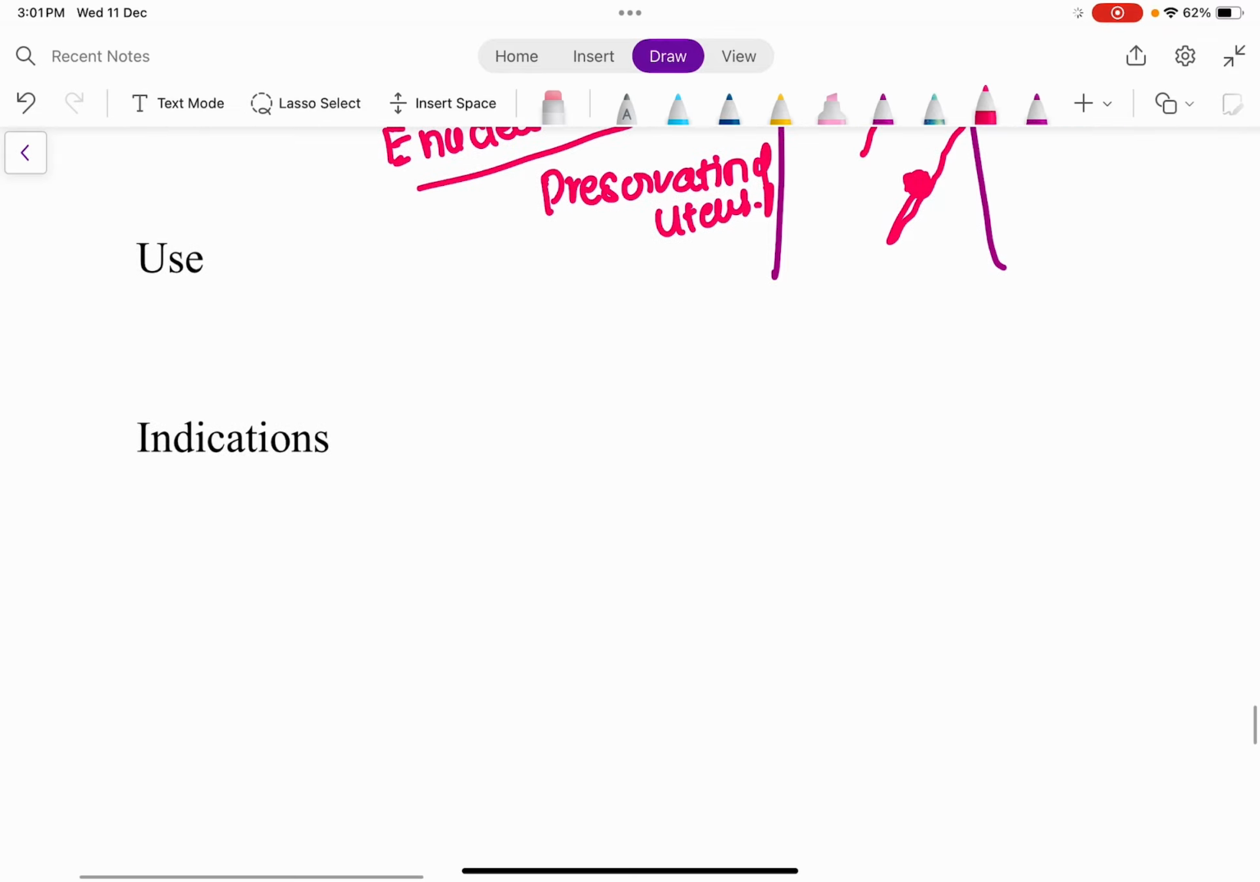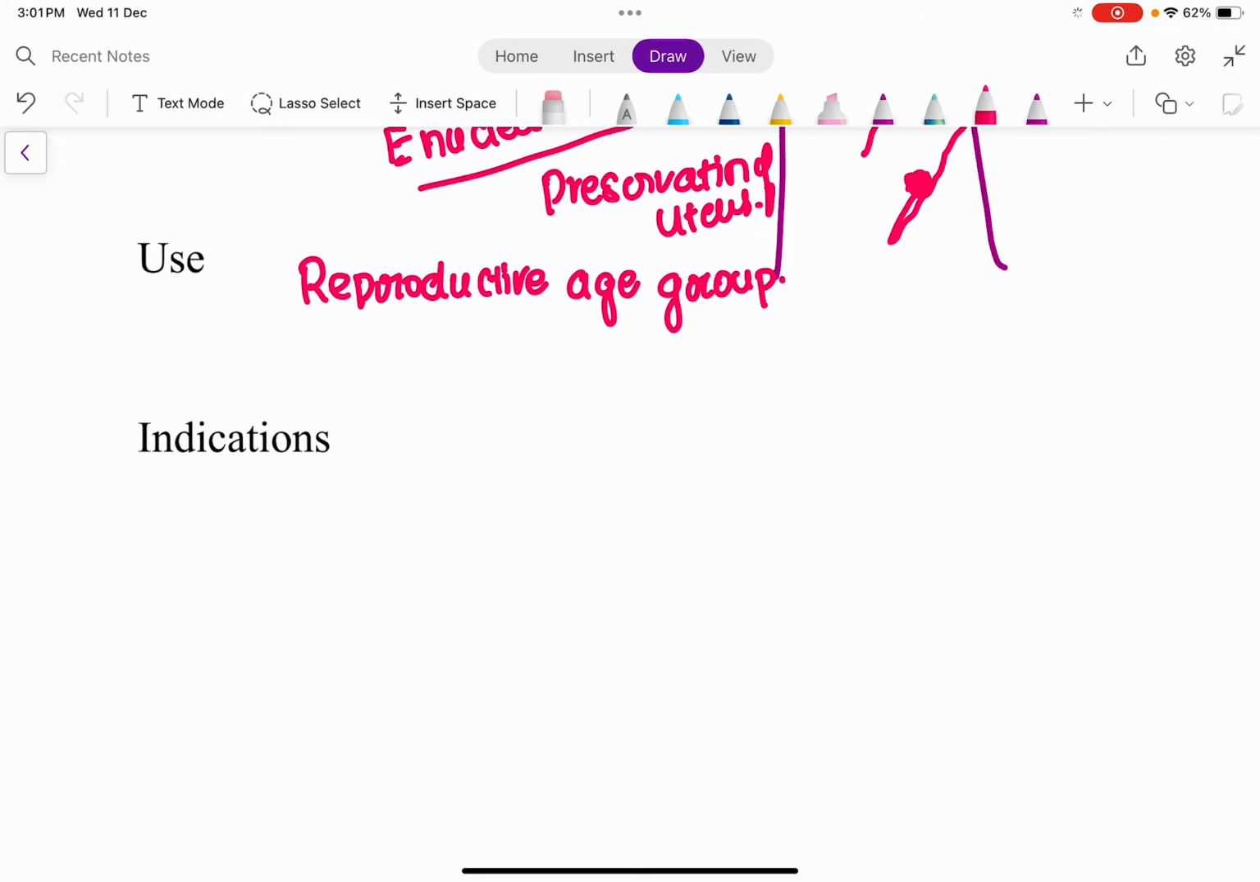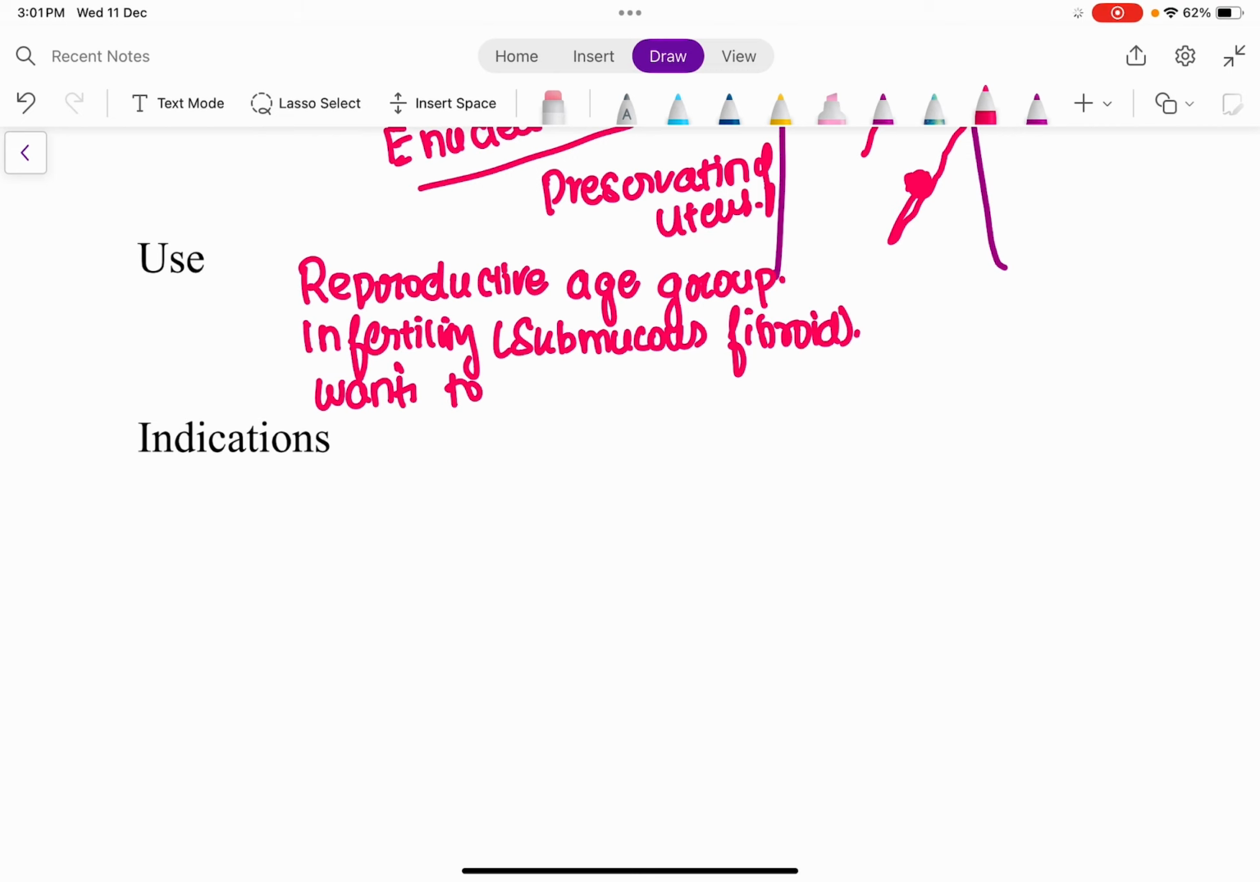Is that clear? Yes. So what is the actual use of this myomectomy? In which patients can you consider this myomectomy? Myomectomy can be considered in a patient belonging to the reproductive age group. Why? Any female belonging to the reproductive age group, myomectomy can be considered as an option. Also any patient who is having infertility due to submucous fibroid, and any patient who wants to conceive in the future.